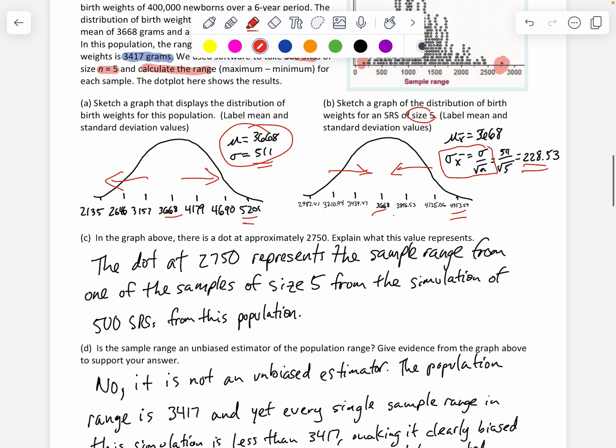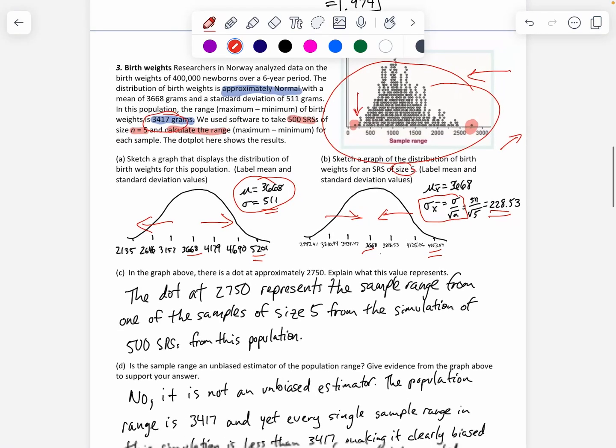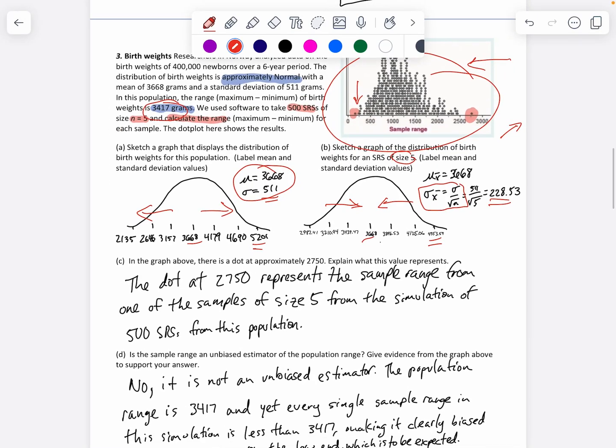Letter D is sample range and unbiased estimator. So remember that the actual range was 3417. 3417 is way over here. Every single one of these is lower than the actual range, meaning it is not an unbiased estimator. The 2 words, unbiased and estimator, have different meanings.